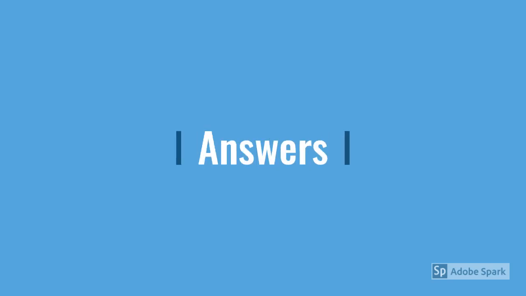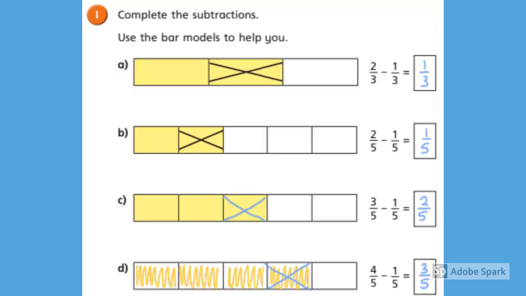Now let's go through the answers. Remember to correct any mistakes you may have made. So here are the answers to question number 1. A, 1/3, B, 1/5, C, 2/5, and D, 3/5.